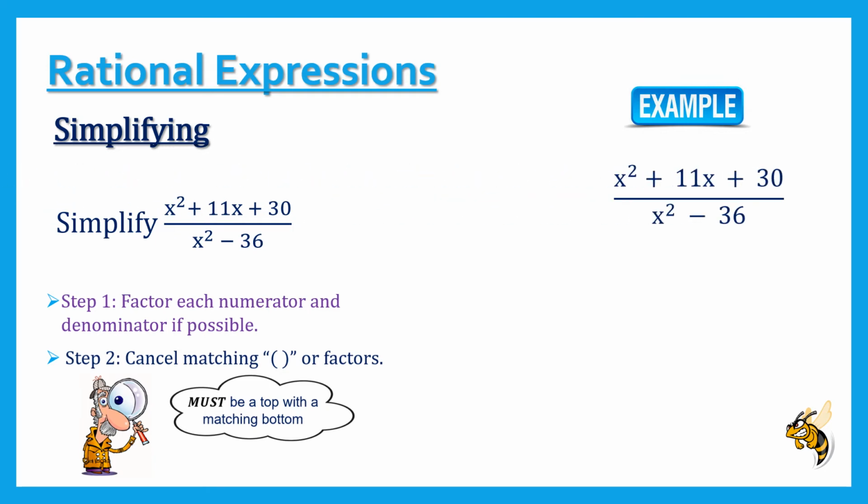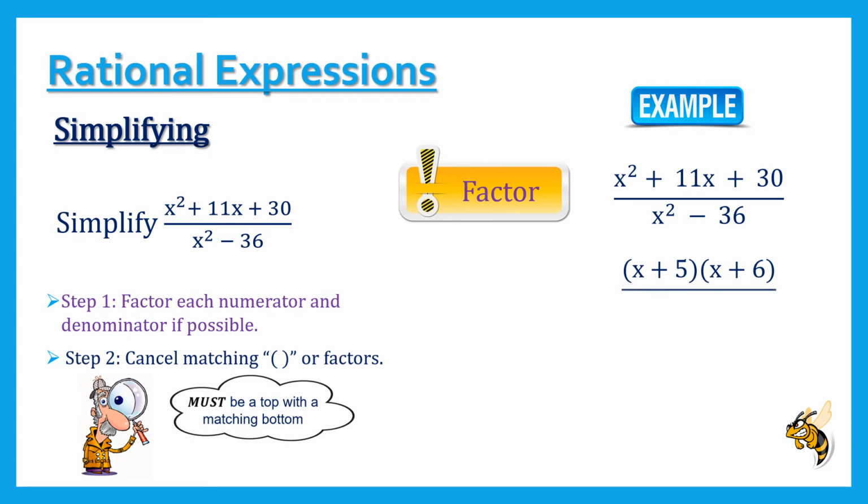X squared plus 11x plus 30 all over x squared minus 36. For the top, I want to know what two numbers multiply to give me 30, but when I add them is equal to 11. So I'm reading it backwards. And those two numbers are 5 and 6. And since it's a positive C, that means both signs should be the same, and it's the sign of B. B is a plus 11, so both are positive.